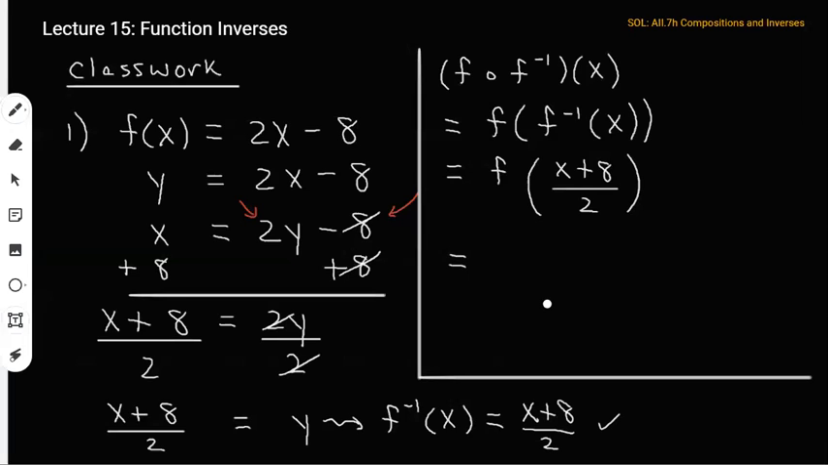So now what this means is everywhere I see an x in my regular function, I'm going to replace that with x plus 8 over 2. So what was my original function? That was 2x minus 8. So I'm going to have 2x, but I'm going to replace the x with x plus 8 over 2 just to see what happens. And then after I close up that parentheses, I'm going to have a minus 8 off to the side. That's just because I have a minus 8 right here.